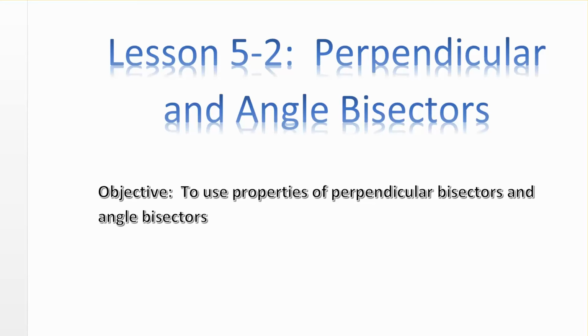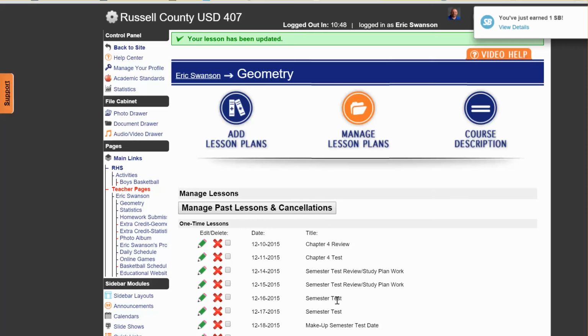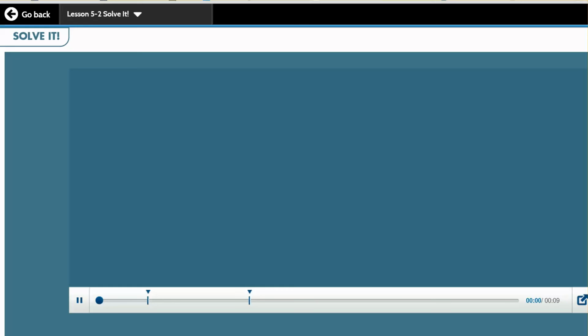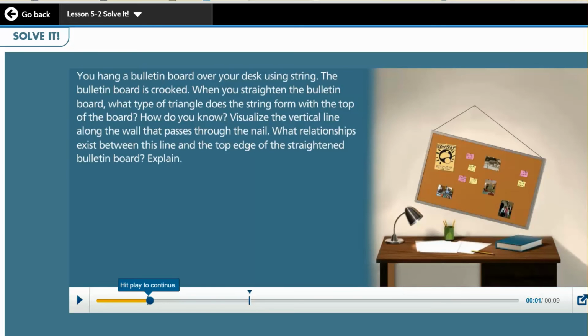But the first thing I want to do is look at something from the Pearson site, and that is this solve it activity. So we're going to take a second to go through this one. You hang a bulletin board over your desk using string, and the bulletin board is crooked. When you straighten the bulletin board, what type of triangle does the string form with the top of the board, and how do you know? It says to visualize the vertical line along the wall that passes through the nail, and what relationship exists between this line and the top edge of the straightened bulletin board.